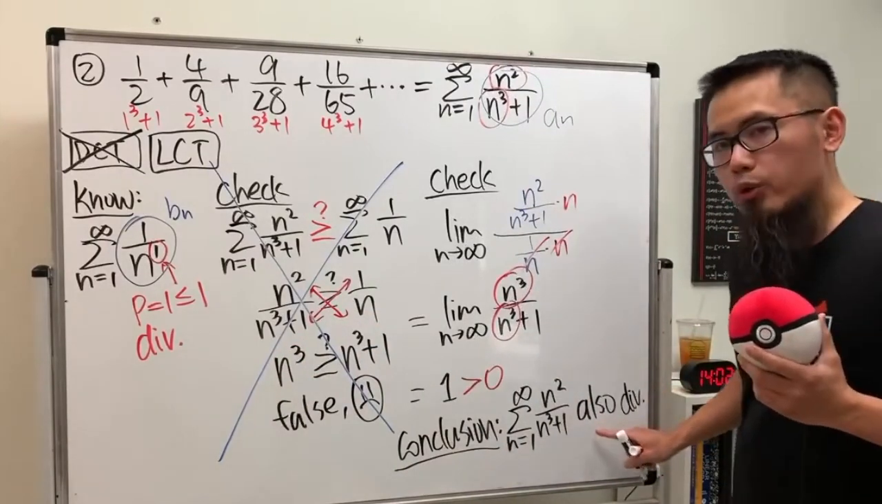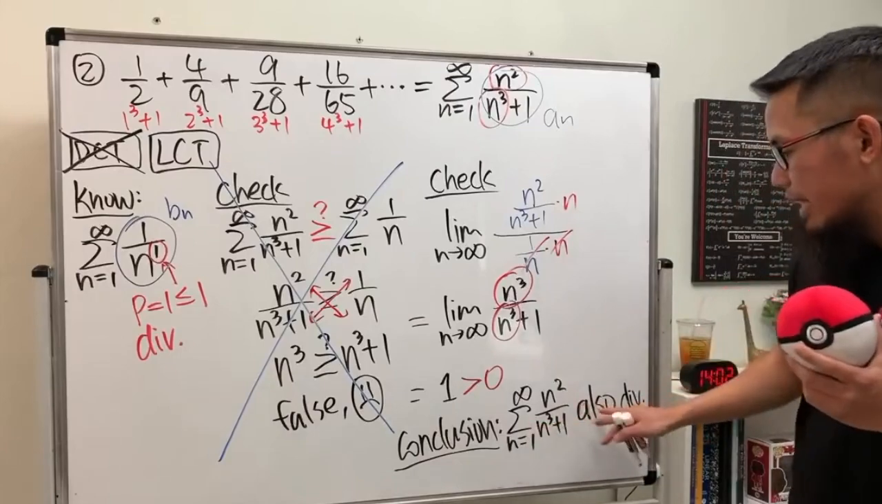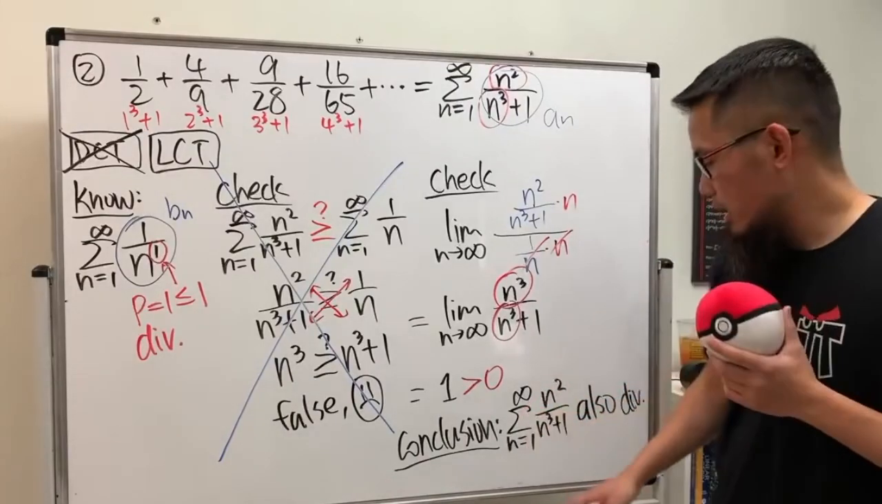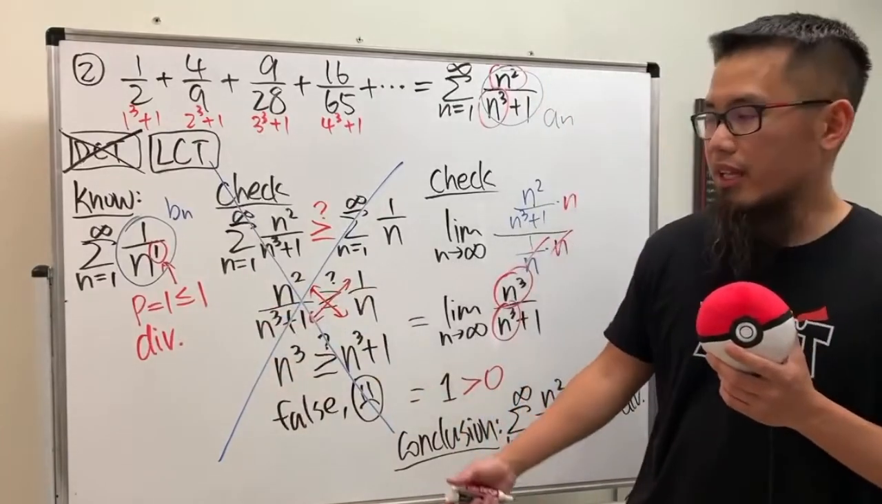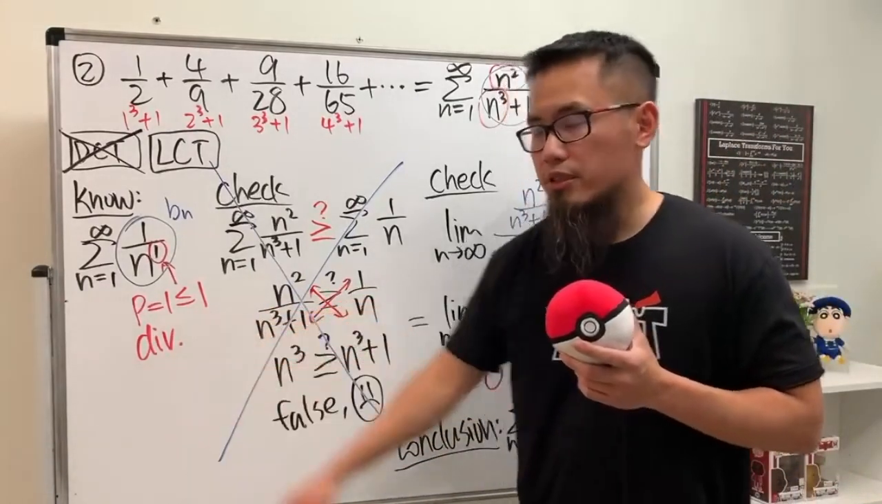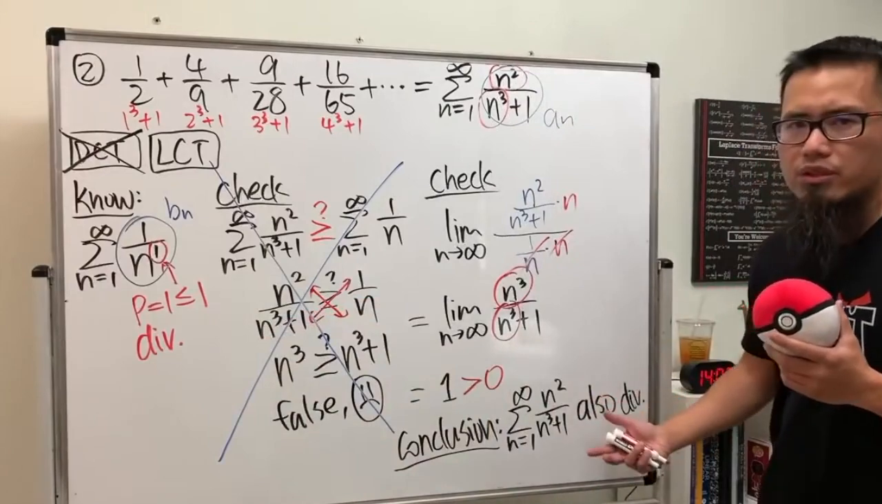If you put down the word "also" and just read it out loud, it will make sense. This series also diverges, just like that. You cannot say this right here diverges and this right here also converges. That doesn't sound right.